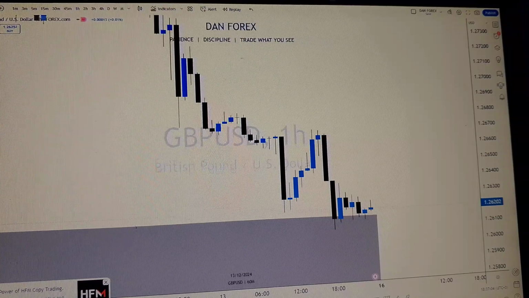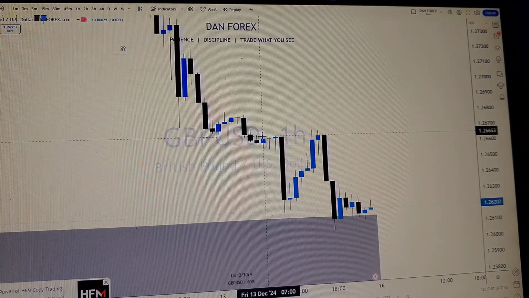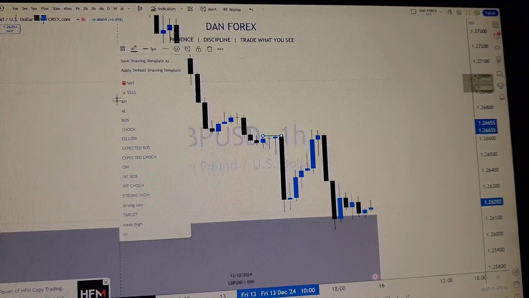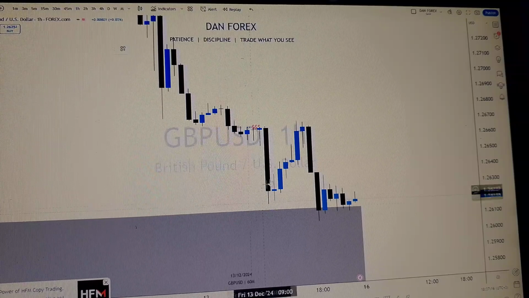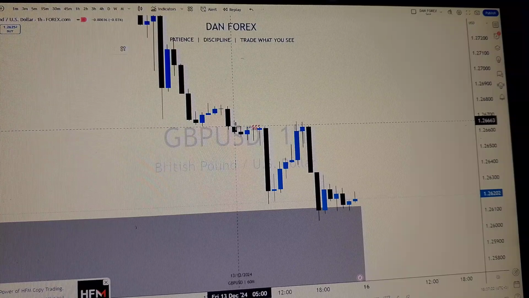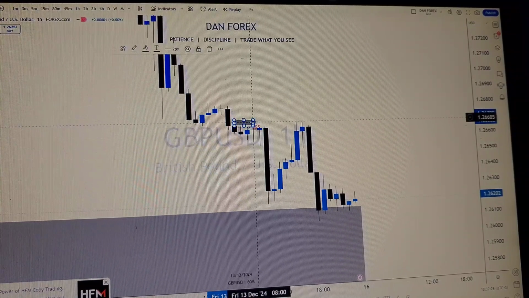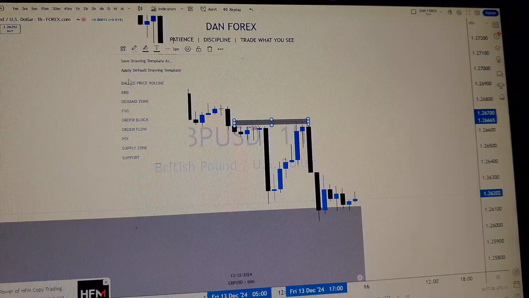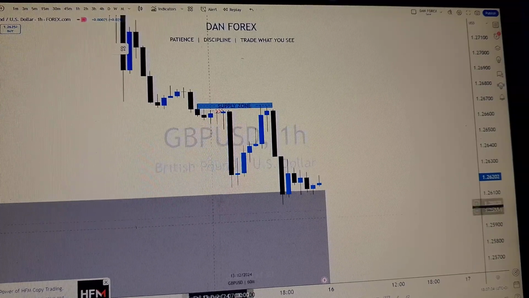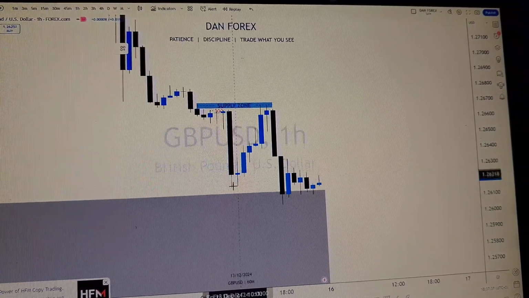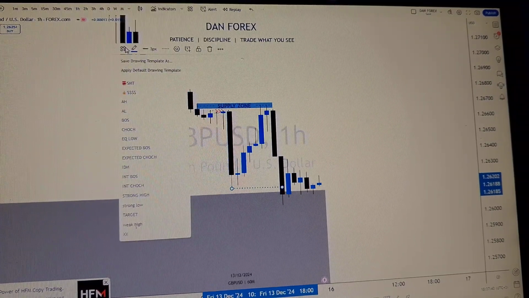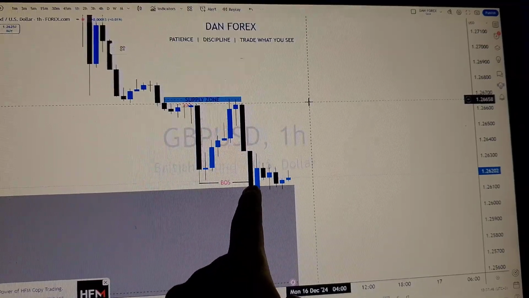On 1 hour the market swept. We have equal highs around here. Equal highs imply liquidity. So the market swept that equal highs liquidity lying above and reacted from this candle over here. Very nice. That now becomes our supply zone. The market swept that liquidity and dropped, giving you this breakout structure, and tapped to our zone.